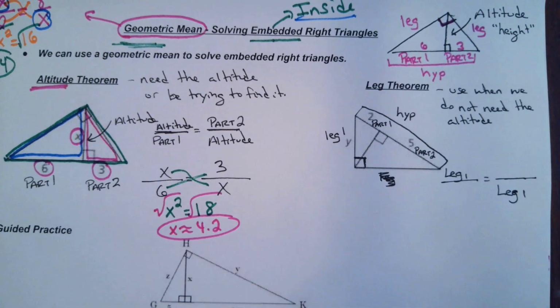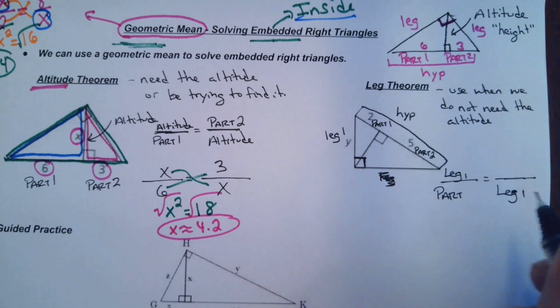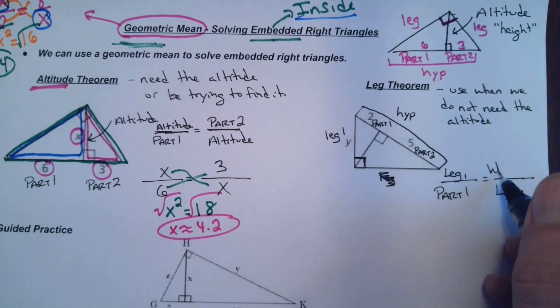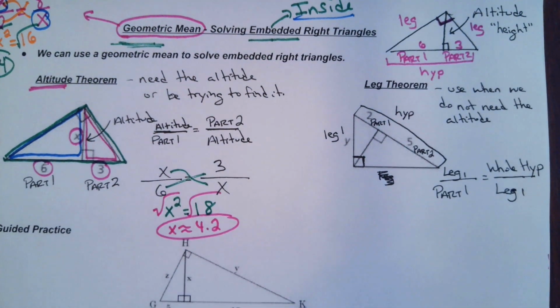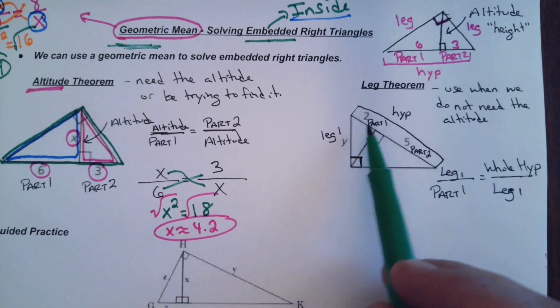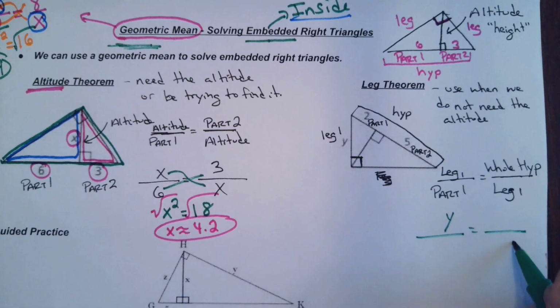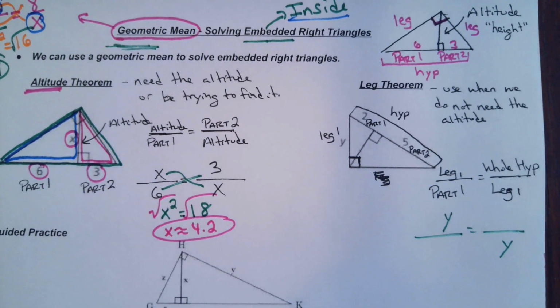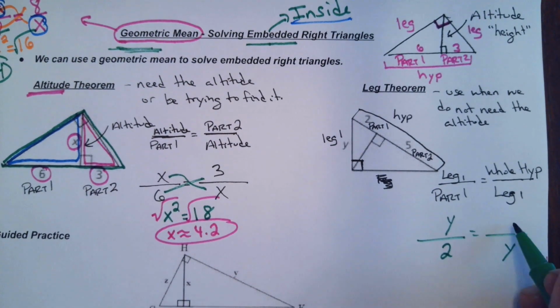And now the other two pieces of information are going to be part 1 and the whole hypotenuse. Okay, so let's see what we have so far. Leg 1 is y. So we have y and y. And then part 1 is 2. But now what is the whole hypotenuse?